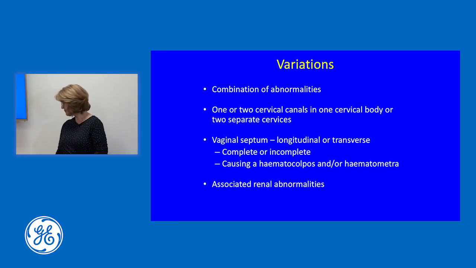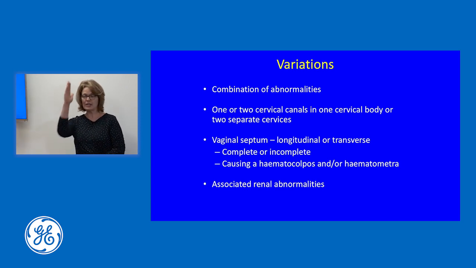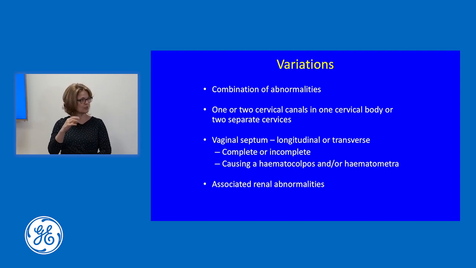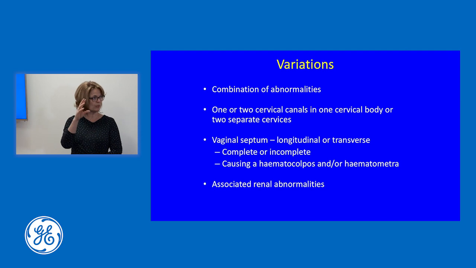But you can also have variations. You can have one or two cervical canals in one cervix, or you can have two entirely separate cervices. And with any of these, you can also have a septum. So you can have a longitudinal septum through the vagina, or you can have a transverse vaginal septum, and you need to look for those. And with any of these congenital uterine anomalies, a degree of obstruction is quite common. And of course, if it's more or less complete obstruction, you'd get blood in the vagina, or blood in the endometrial cavity, or blood in the tube, and I'll show you some examples.